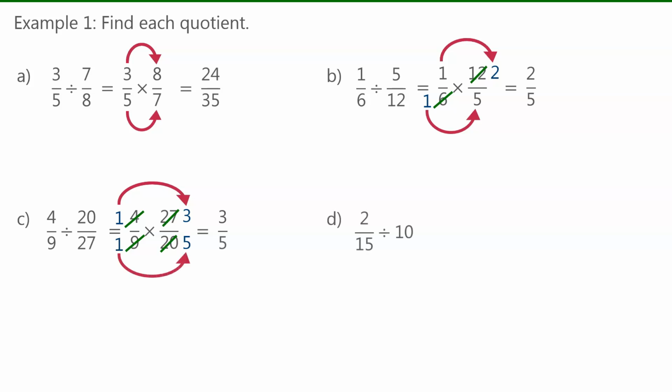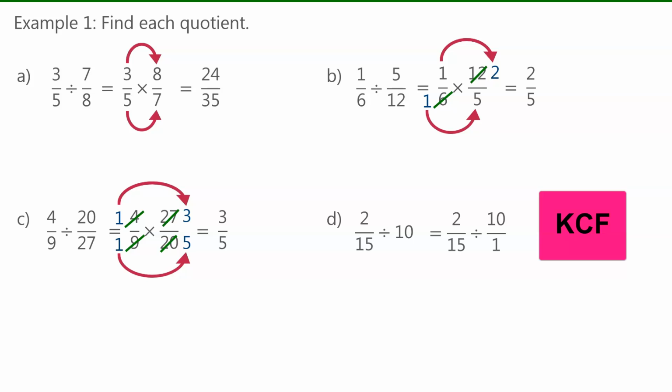Example D. 2 over 15 divided by 10. So here we have a whole number. So remember, when we were multiplying, whole numbers had to be rewritten as fractions. The same applies to division. So that 10 has to be rewritten as a fraction, so it will be written as 10 over 1. So 2 over 15 divided by 10 over 1.